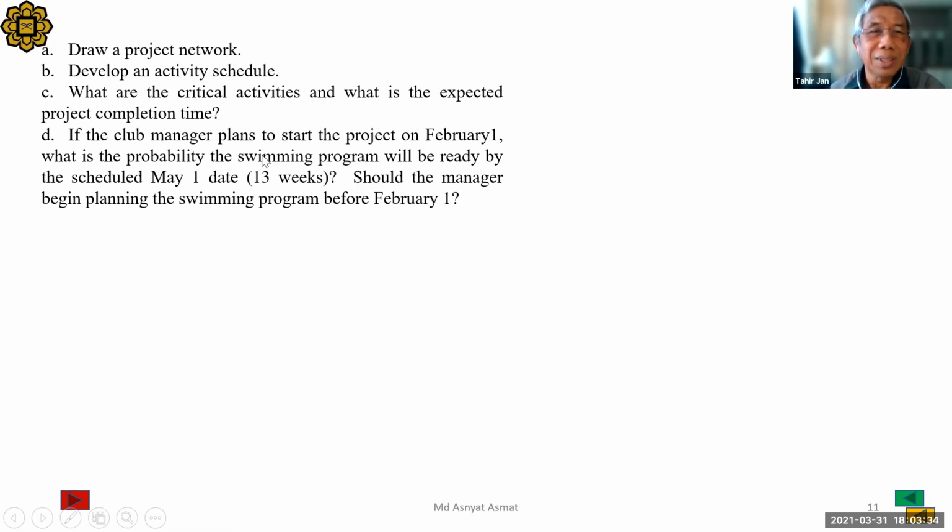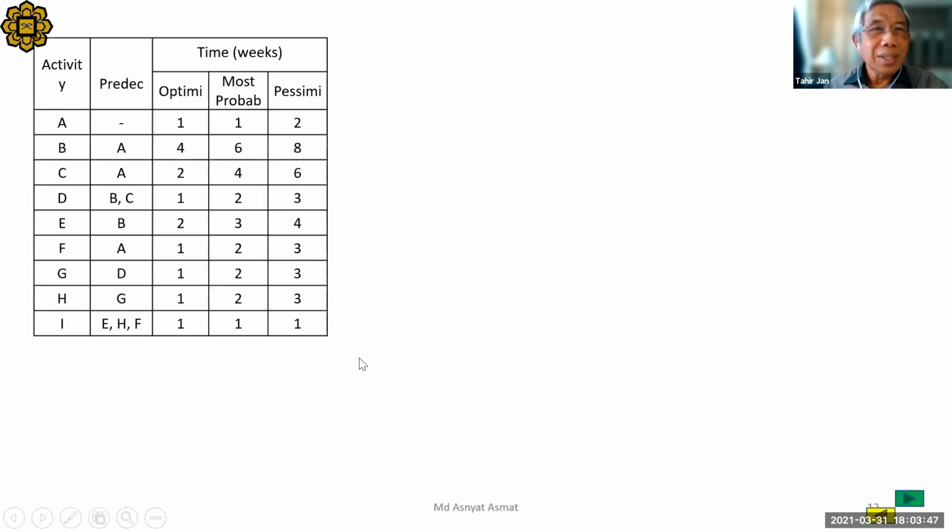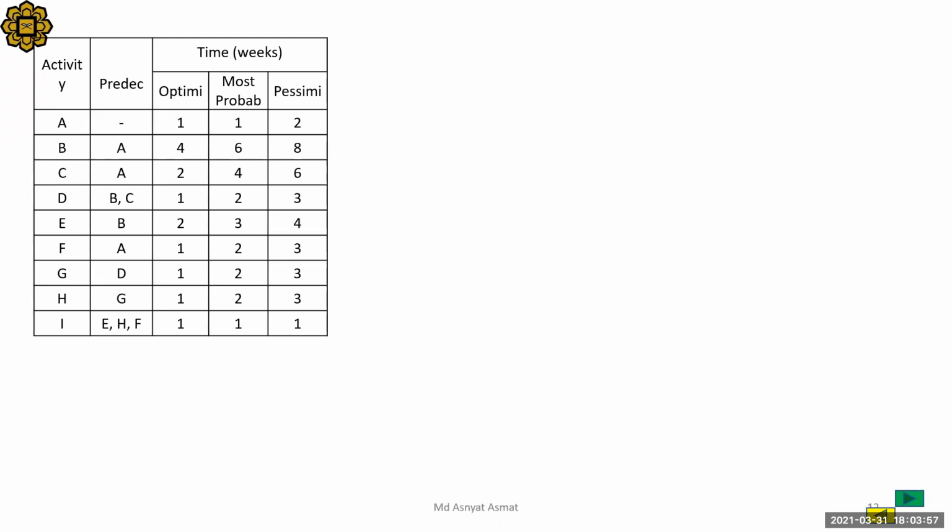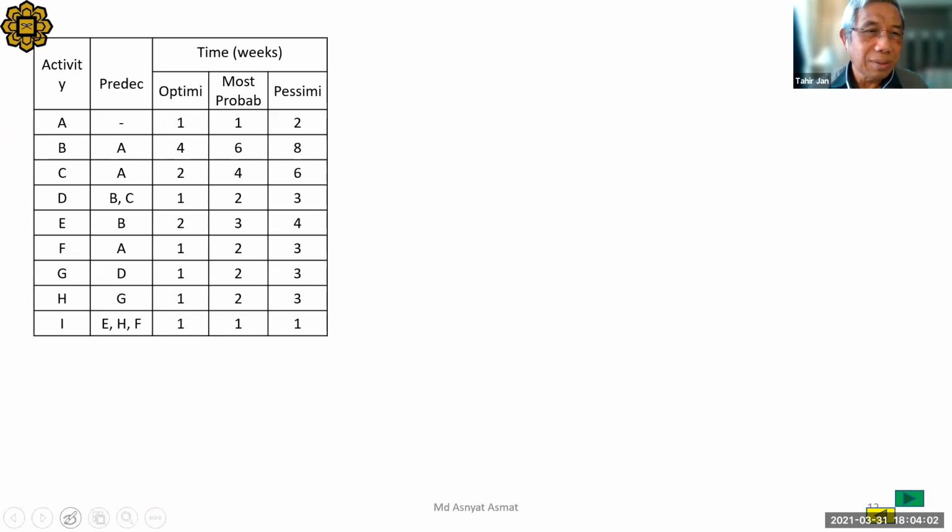If the probability is high, then okay. Otherwise, if the probability is small, maybe we have to start earlier than February. Okay, what do we do? Calculate the T and the variance. Now you are experts already. Great. Calculate T. Now you remember the formula, I don't have to write it.